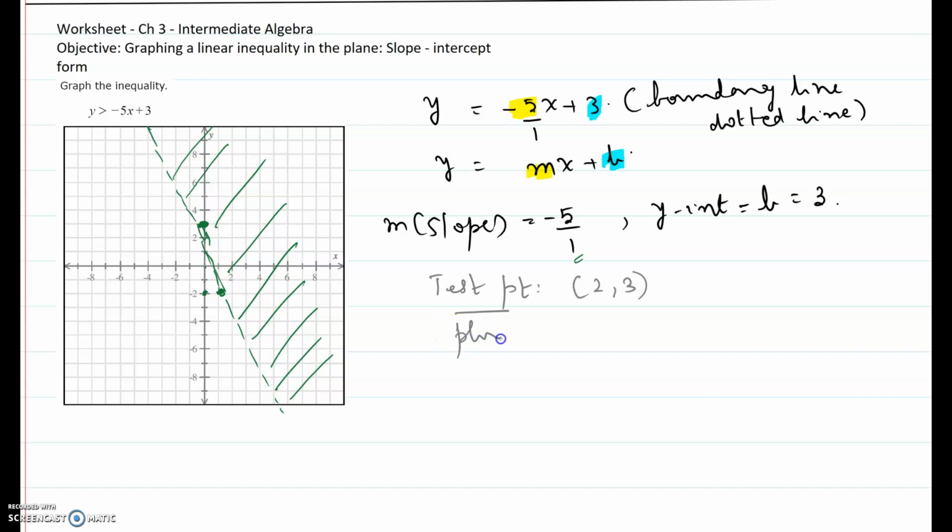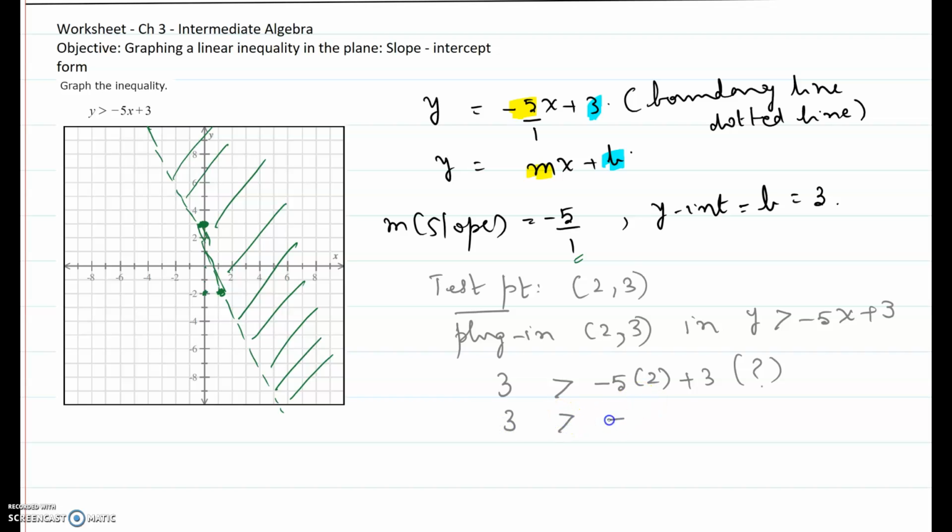So plug in 2, 3 in the inequality y more than negative 5x plus 3. Y is replaced by 3 and x is replaced by 2. Is this inequality true? Is 3 more than negative 10 plus 3? Is 3 more than negative 7? Of course, a positive number is more than a negative number, so it is a true statement.